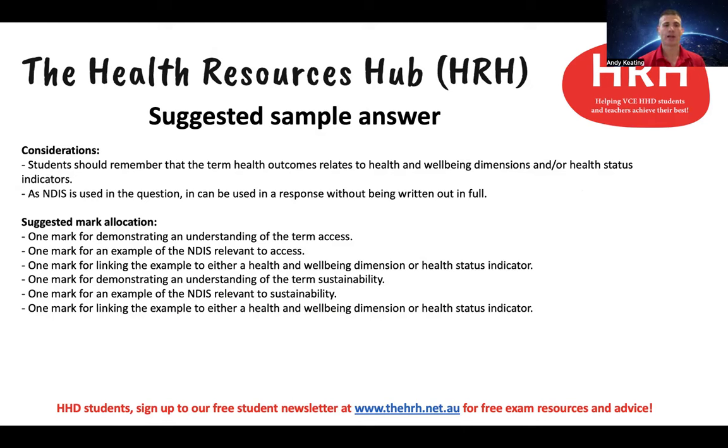And then the suggested mark allocation: a mark for understanding access, a mark for linking access to an aspect of the NDIS, and then a mark for linking that onto either a health and wellbeing dimension or health status indicator, and then the same structure for sustainability as well. Hopefully you found that useful. Just remember that a question like this one, you could practice doing the same kind of question for any of the 4 aspects of the health system. You could swap the NDIS out and make that about Medicare, private health insurance, or the PBS. That's a good type of question to practice.